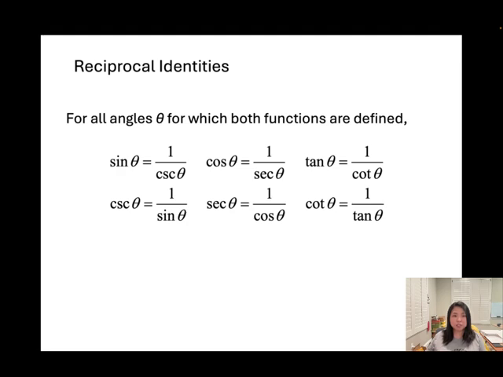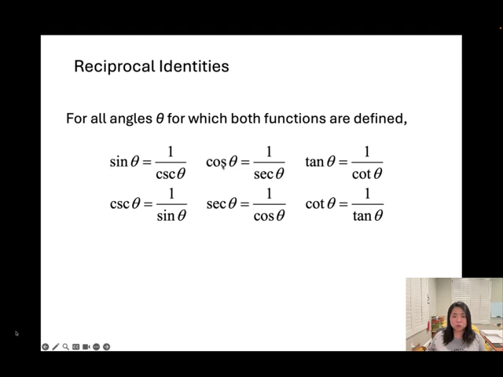Reciprocal identities. For all angles theta for which both functions are defined, sine theta will be equal to 1 over cosecant theta, and cosecant theta will be equal to 1 over sine theta. So you need to remember that sine theta and cosecant theta are a pair. That will be the reciprocal. Sine theta is the reciprocal of cosecant theta, and cosecant theta is the reciprocal of sine theta.